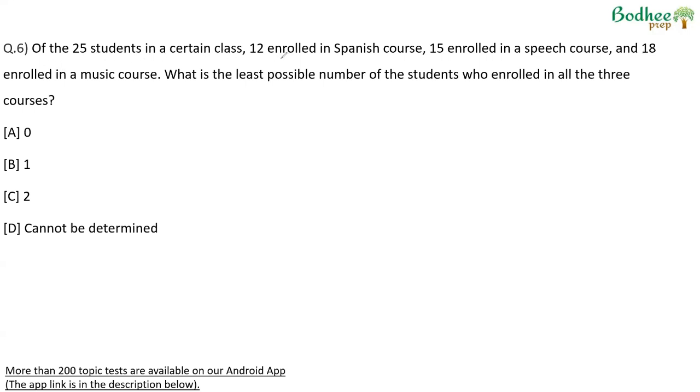Of the 25 students in a certain class, 12 enrolled for Spanish, 15 for speech, 18 for music. What is the least possible number of students who enrolled in all three courses? Least possible number who enrolled in all three courses. X plus Y plus Z.